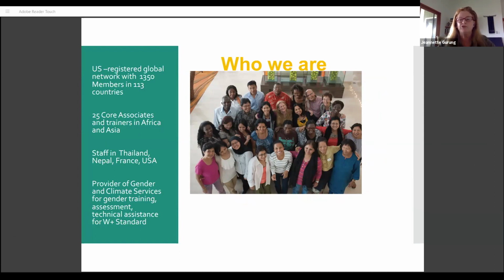From that wide membership, we have selected a number of core associates, many of whom you can see in this beautiful photo, of people across Asia and Africa. Not yet enough in Latin America. We hope to change that. We have staff around the world, and we are increasingly calling ourselves a provider of gender and climate services. We offer, and have been offering for many years, gender training, gender integration, management and coaching, assessment, and also technical assistance with the W+ standard.